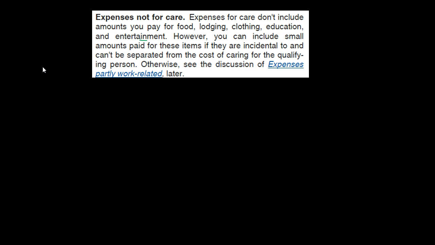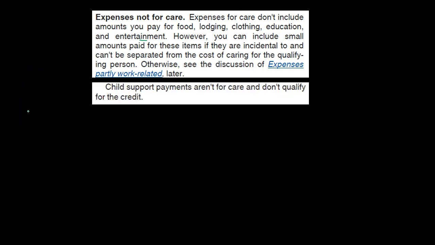So if you obviously went to a school or a care provider and they separately put out a line item for lunches that are mandatory as part of the cost, then that might be something that you'd still be able to include, even though technically they broke it out as one of these specific line items. Otherwise, see the discussion of expenses partly work related later. So we'll talk more about that.